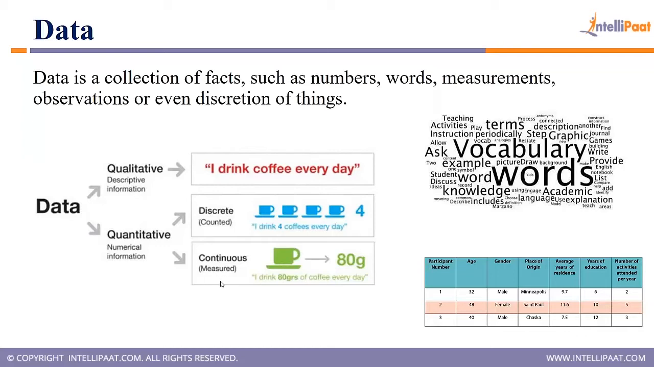Got it? That is the difference between qualitative and quantitative data. If you see some information like this, now you can put it in the glass of data science and divide that into various categories. All right.